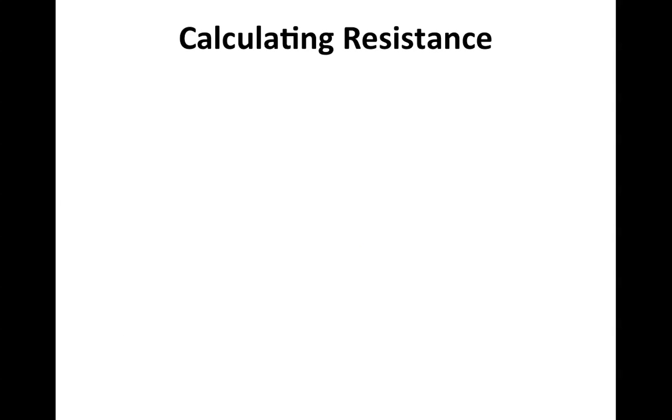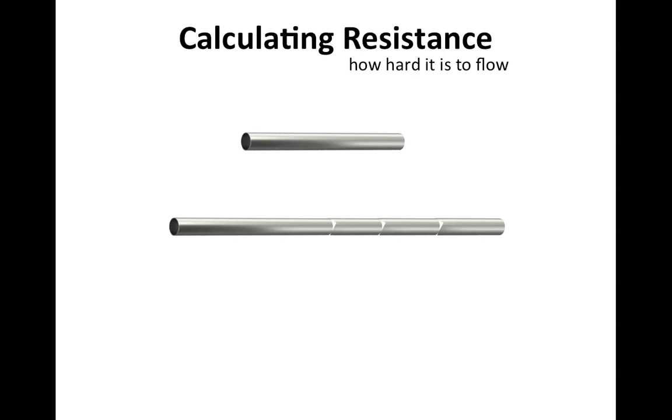So if you want to calculate that resistance, or basically how hard it is for electricity to flow through something, I always like to think of it like water pipes. If you have these two pipes, a short pipe and a long pipe, which one is going to be harder to flow through? The obvious answer is the longer one, right? This one has a shorter distance, so it'd be really easy to flow through. This one takes a lot longer because it's a longer pipe.